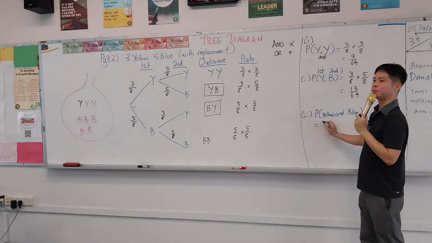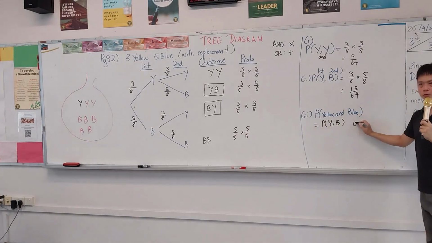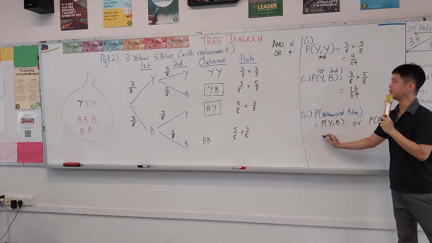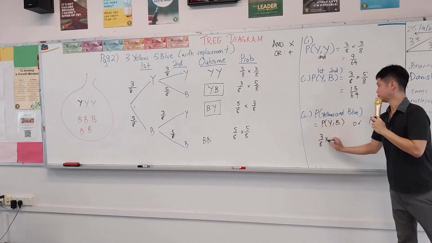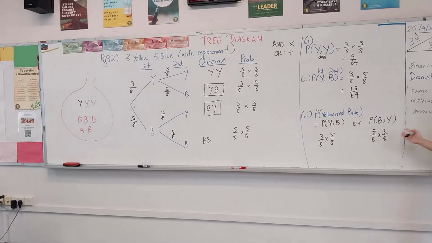I need the probability that it is yellow, blue. I also don't mind the probability that it is blue, yellow. Now, yellow, blue, we have done this many times. We have 3 over 8 times 5 over 8. Blue, yellow, by now you should know how to do this. Okay, I want this case or this case.